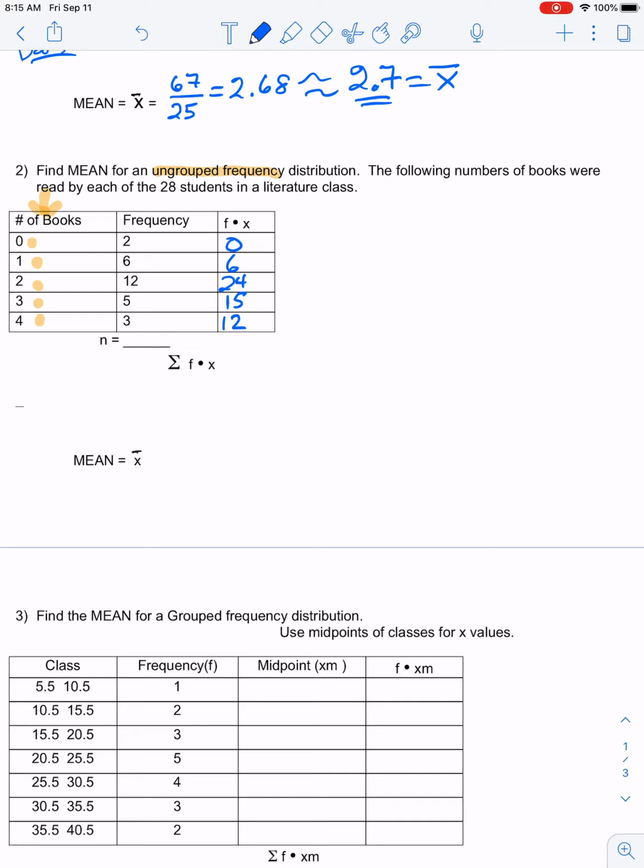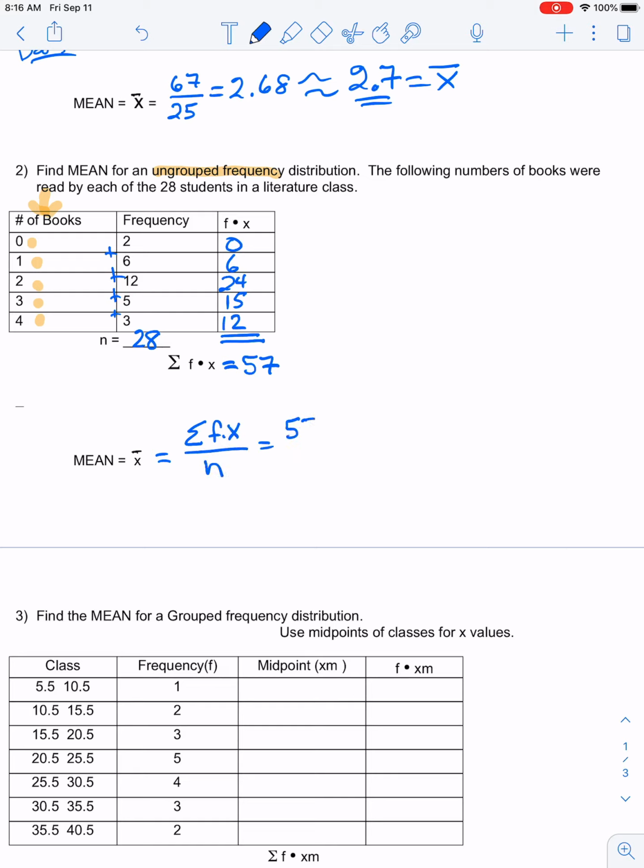We're going to add to get the N. Total frequency on this problem should come out to be 28. Now we need the sum of F times X, so we want to add this column up, and you should get 57. Then to calculate the mean, we're going to do again the sum of F times X divided by N.